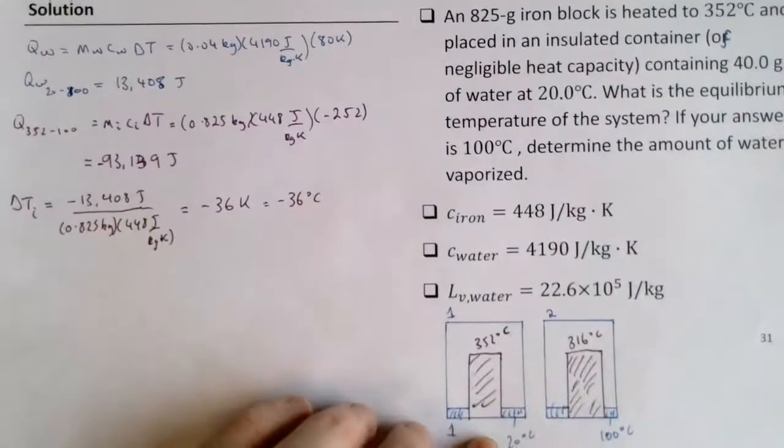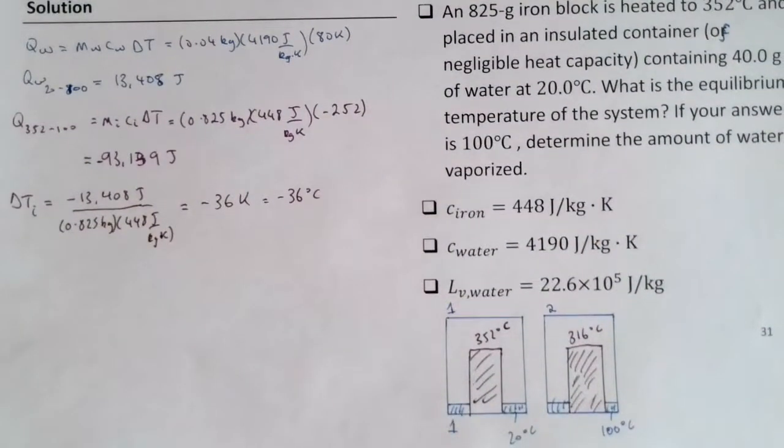Stage 2. So we can still see that the iron block is still significantly at a higher temperature than the water, and so our energy is going to continue to flow out of the block into the water, but as soon as you add energy to water that's already all at 100 degrees, it then has to go through a phase change. So let's figure out how much energy would be required to change all of the water to steam.